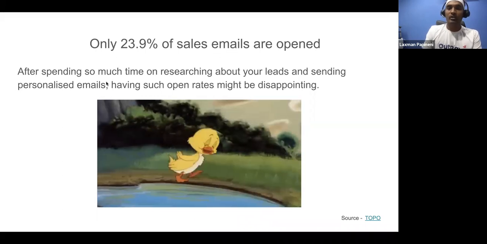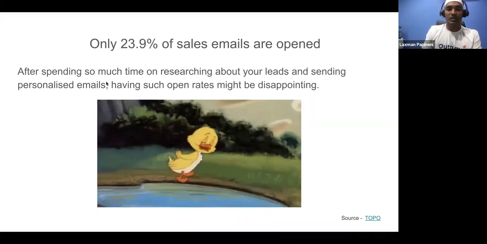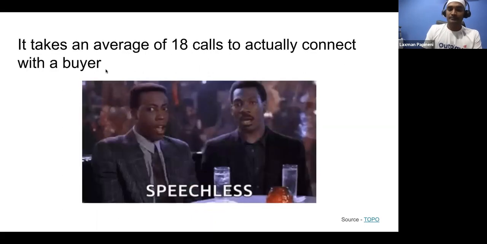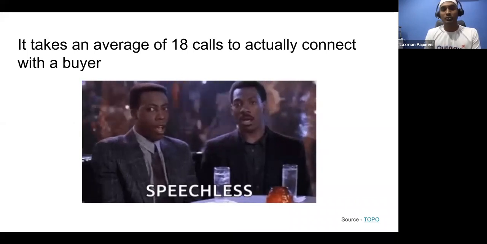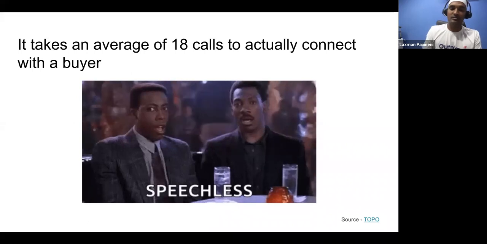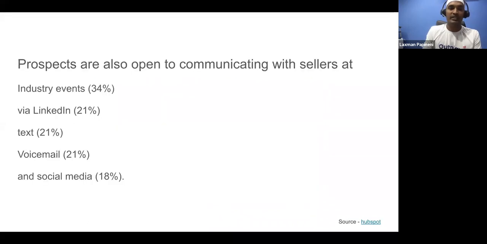So if you're doing only email cold outreach, you have to think about it, right? And after emails, if you're not doing any calls, you have to look at the stats. It takes, on average, 18 calls to actually connect with a buyer. So if you're not doing calls at all, you have to start doing it. If you're doing only 1 or 2 calls, leaving voicemails and then ignoring the account, you have to think twice on that, right? So it takes 18 calls to get connected to a buyer these days.